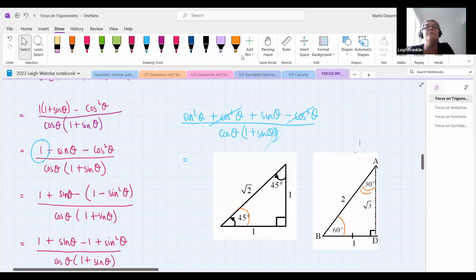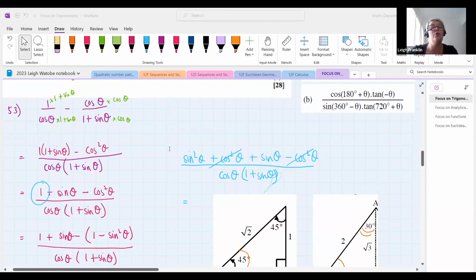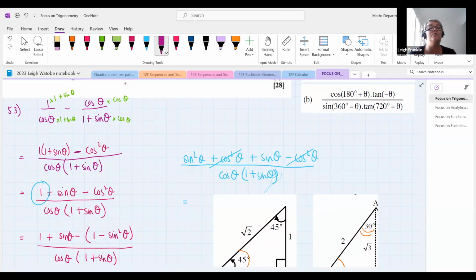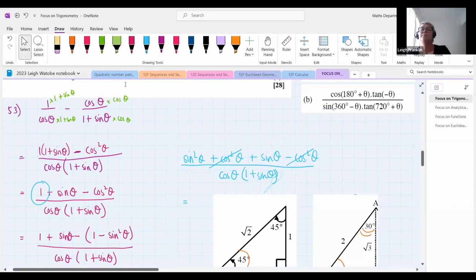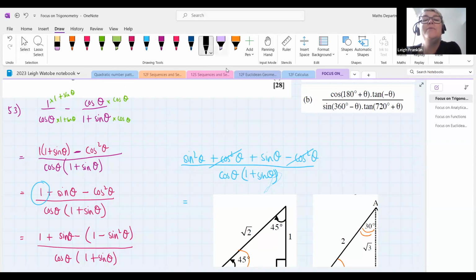Okay, Hlumelo? Ma'am, why didn't we just cancel out 1 plus sine theta at the top and the bottom on the second step? Okay, but you're not allowed to cancel over plus and minus signs. You've got a minus sign here, so you're not allowed to do that. You can't cancel over plus and minus. So if you look here, is it Hlumelo? Am I pronouncing your name correctly? Yes. Okay.